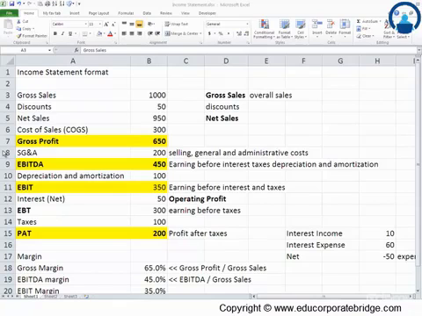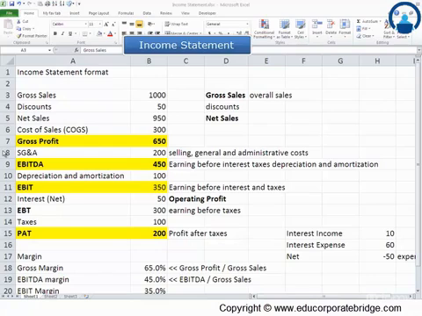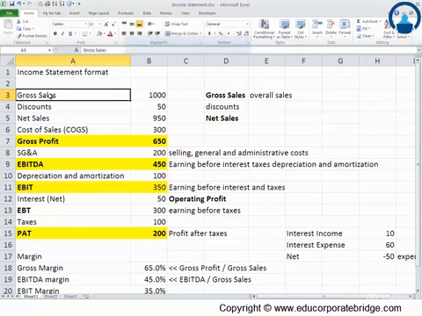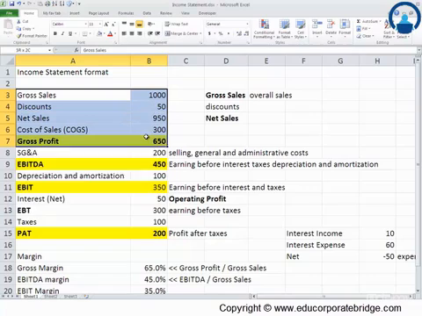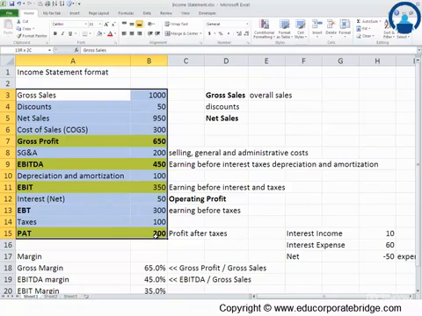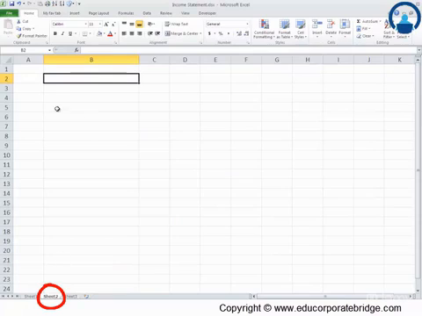Now that we have discussed the basic format of the income statement, here we have gone by an assumption that all the items here would be recurring in nature. In fact, we have not included any non-recurring or non-operating items, and there is a way in which these items are included. So in this set of video tutorials, we'll discuss how these non-operating or non-recurring items are included.